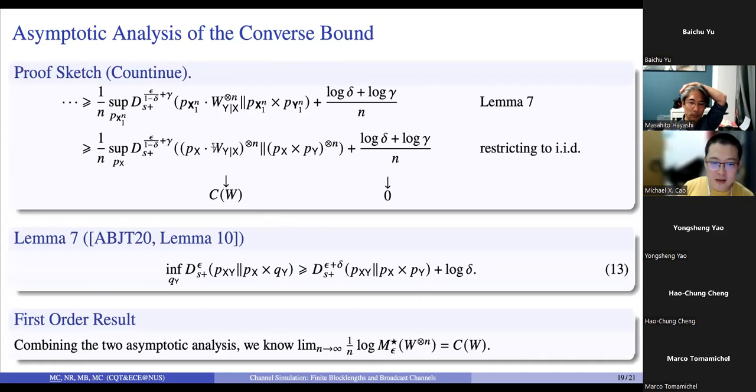And without QY, just by the famous information spectrum method, we know the first part will tend to the capacity of the channel. And the second part will tend to 0, which is kind of straightforward here. So combining the two previous results, we know the first order cost for channel simulation is the capacity of the channel.